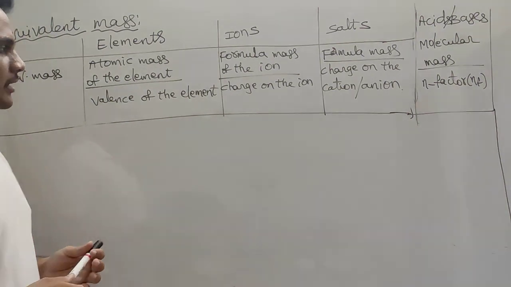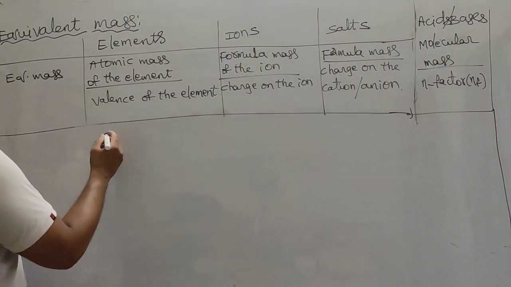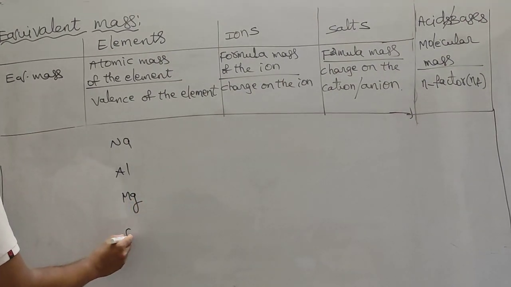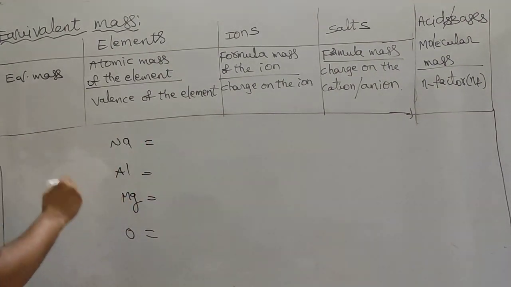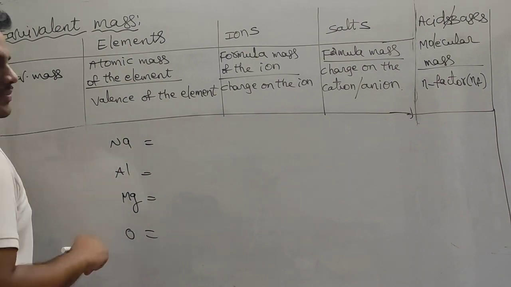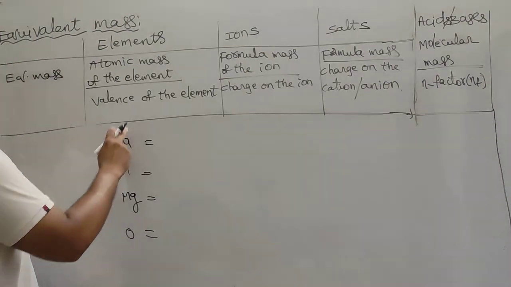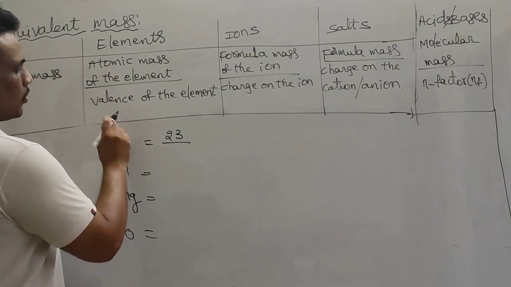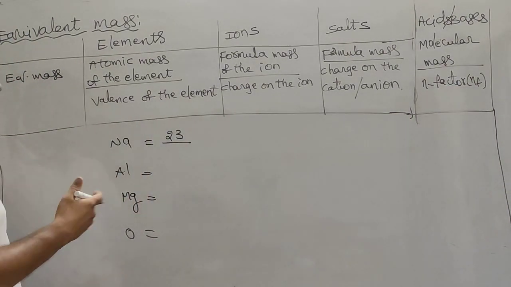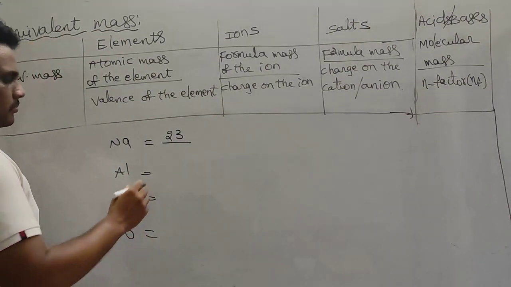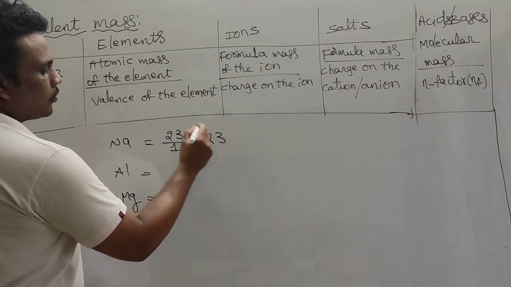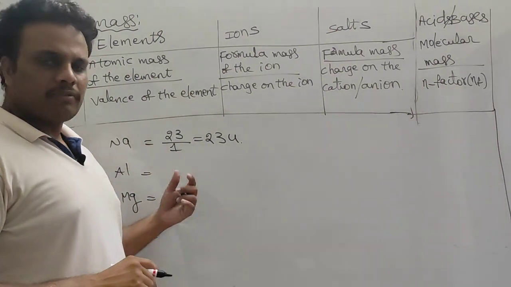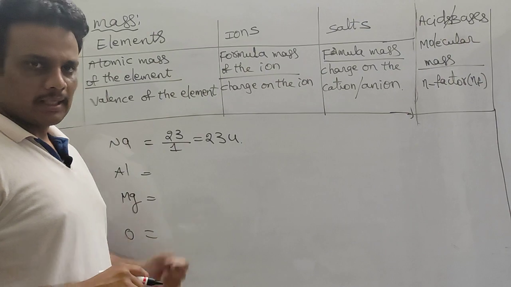I will explain the n factor later. So first let me take some examples. When you take some elements like sodium, aluminum, magnesium, and oxygen, how do we calculate the equivalent mass? The atomic mass of sodium is fixed at 23, upon the valence of sodium, that is 1. So it should be 23 u or amu if it is equivalent mass. If it is gram equivalent mass, then the unit should be 23 grams.